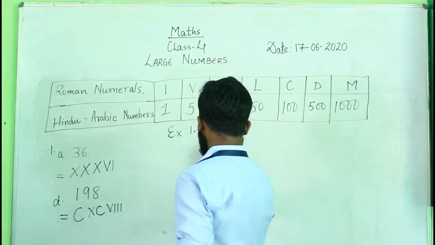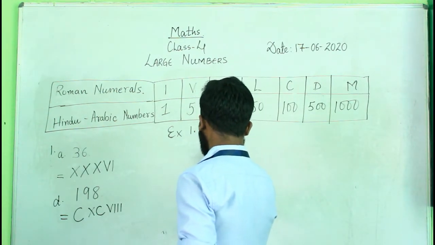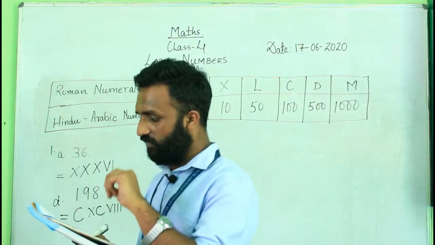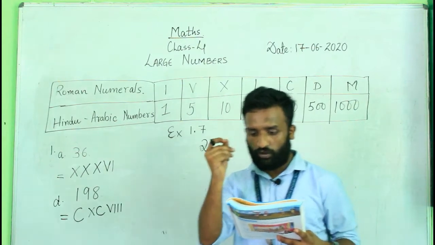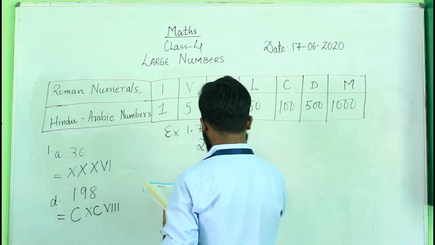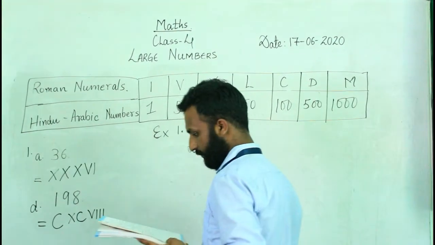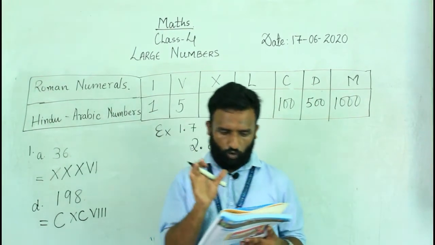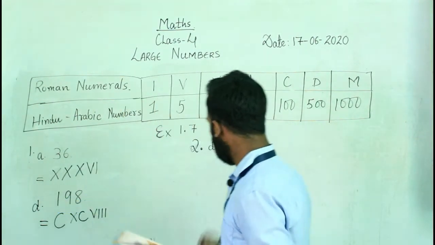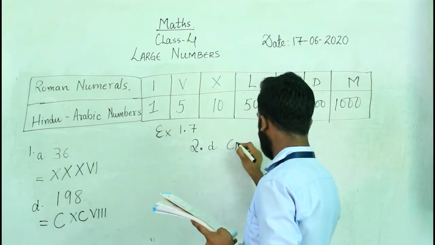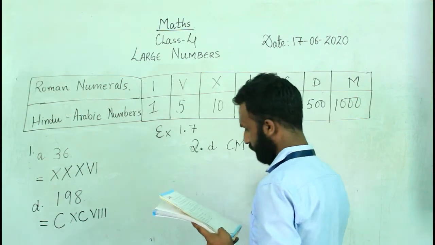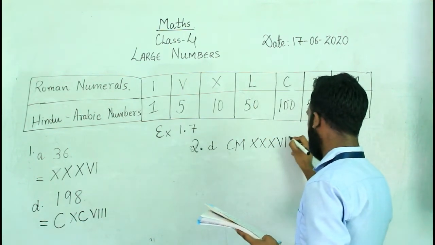Now question number 2. Write the Hindu Arabic numbers for each of the given Roman numerals. In question number 2, I am going to do question number D first. It is given in Roman and you have to write it in Hindu Arabic numbers. It is a big one, but not difficult: CM, X three times, V and I.